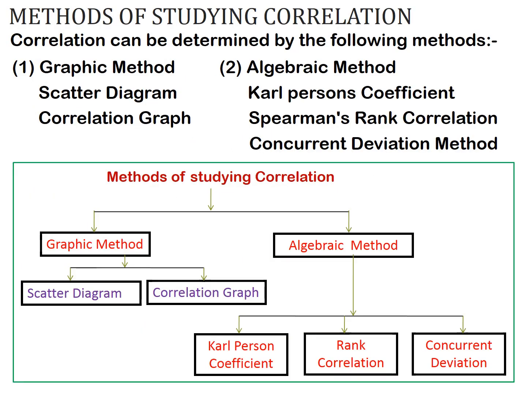Correlation can be determined or calculated by the following methods. First, the graphical method. Second, the algebraic method. In the graphical method, correlation can be calculated with the help of the scatter diagram method and the correlation graph method. And in the algebraic method, correlation can be calculated by using Karl Pearson's coefficient of correlation method, Spearman's rank correlation method, and concurrent deviation method.